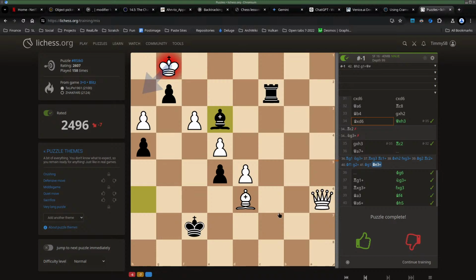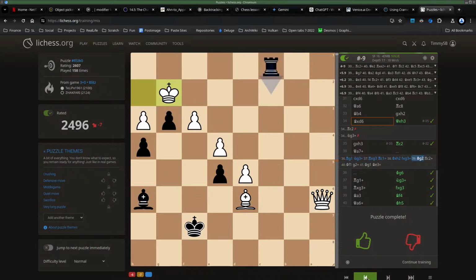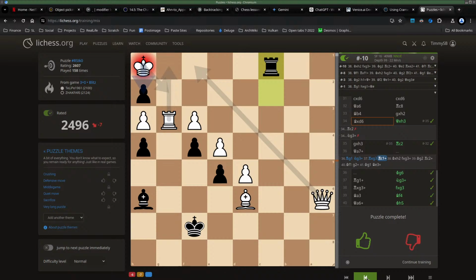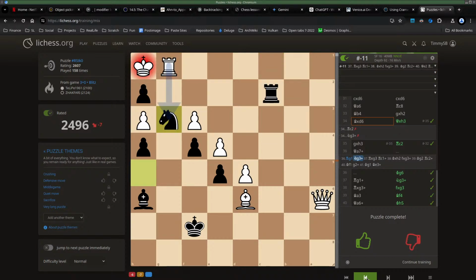So that's why it wins. Because after this pawn takes there, the bishop can cover the promotion square. Ah, come on. Absolutely ridiculous.